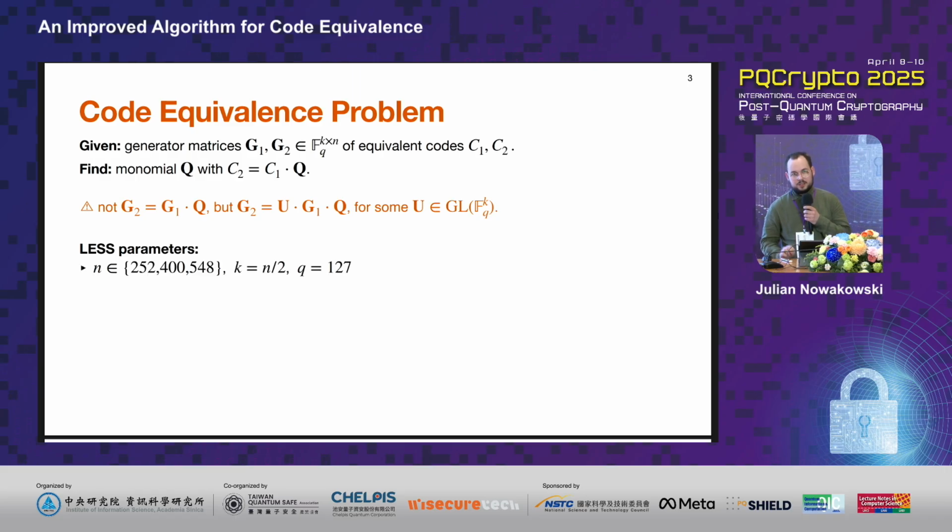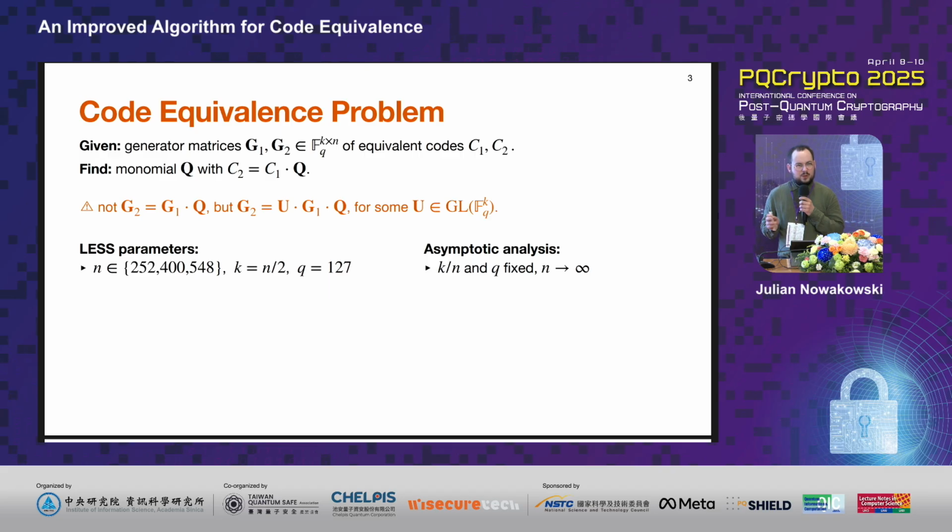In the LESS signature scheme, the problem is instantiated with the following parameters. n is either 252, 400, or 548. And the smallest number is in the lowest security level, and the highest, of course, in the highest security level. In any parameter set, k is set to n over 2, and q is fixed to the constant 127.